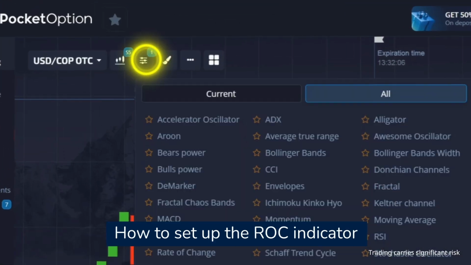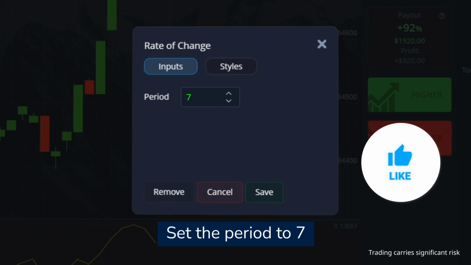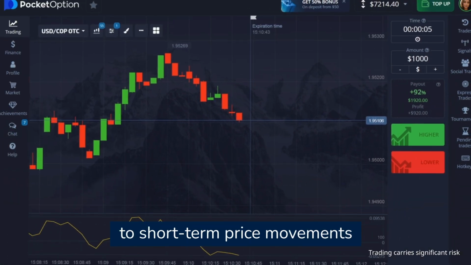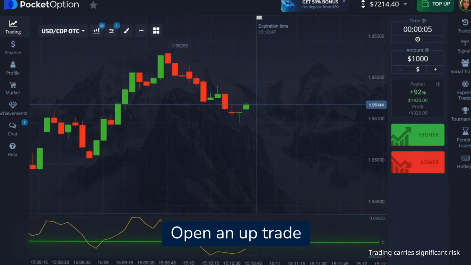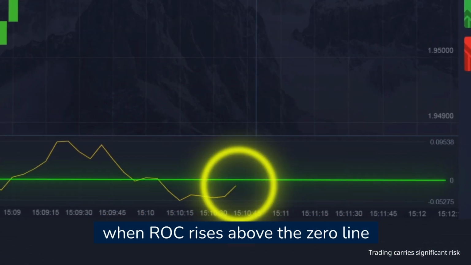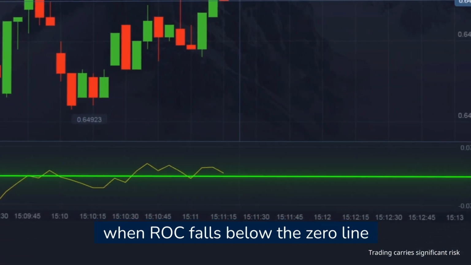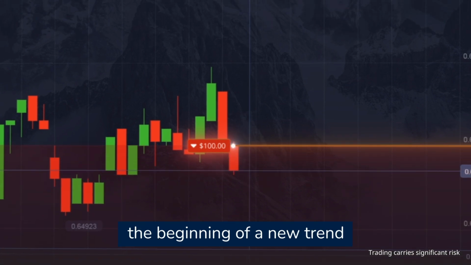How to set up the ROC indicator for quick trades. Set the period to 7 to make the indicator more sensitive to short-term price movements. Watch how the ROC line crosses the zero line. Open an up trade when ROC rises above the zero line. Open a down trade when ROC falls below the zero line. These signals indicate the beginning of a new trend.